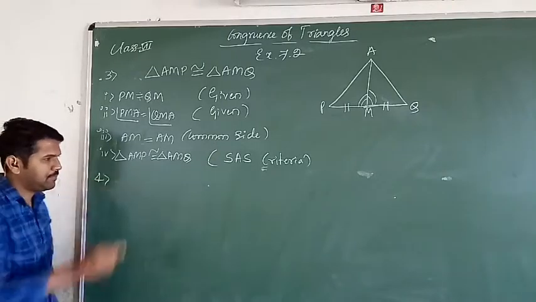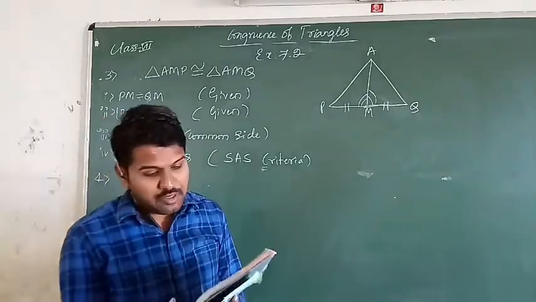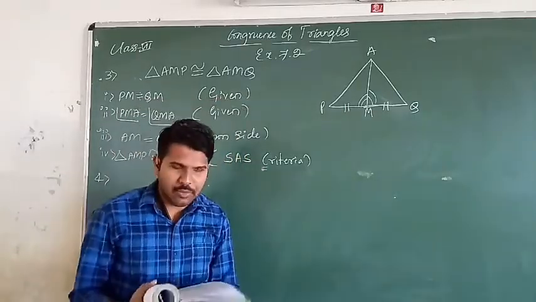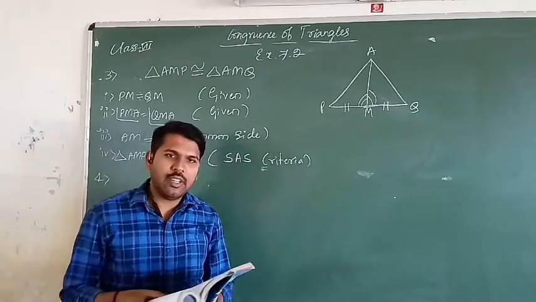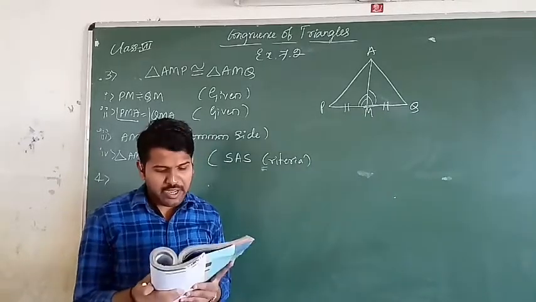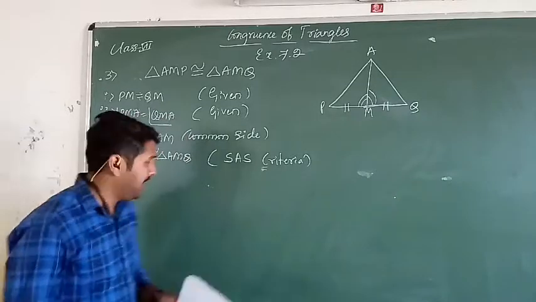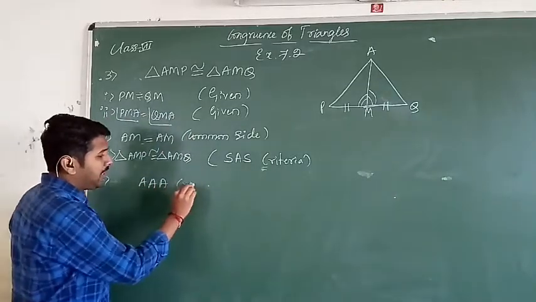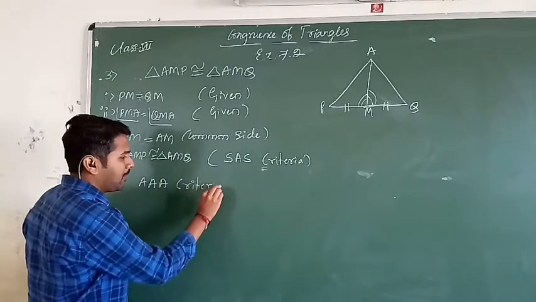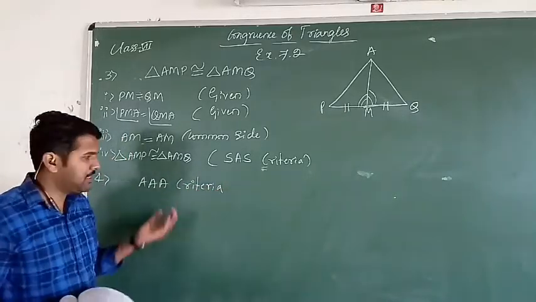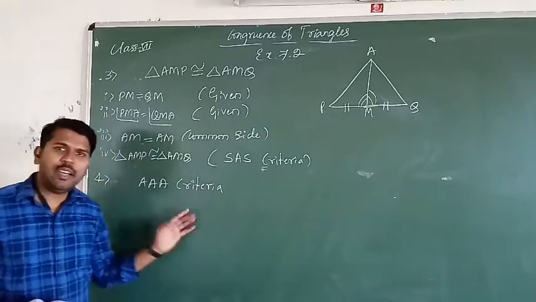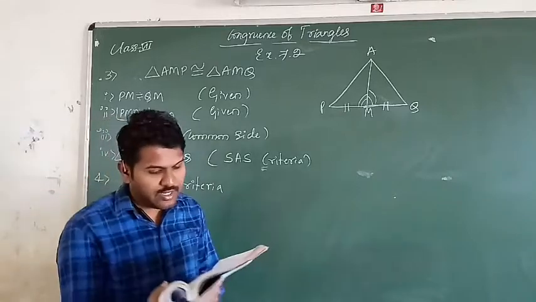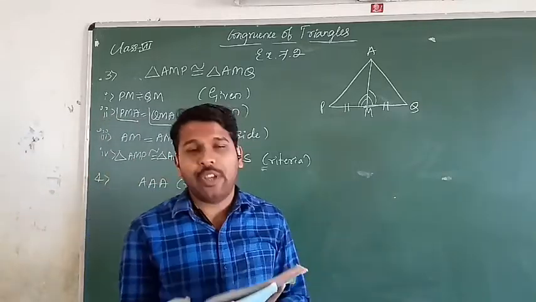Next, fourth one. Here they have given three angles are equal. Just check your book. Three angles are given, and they have said the two triangles are congruent by AAA criteria. That is fourth one. But this is not for your class. AAA criteria, but it is possible. Here you must justify why or why not.